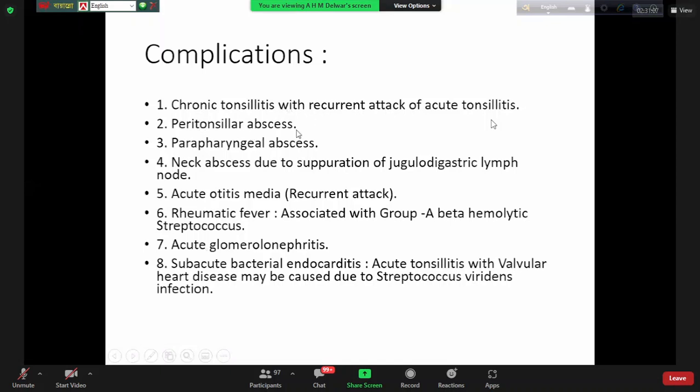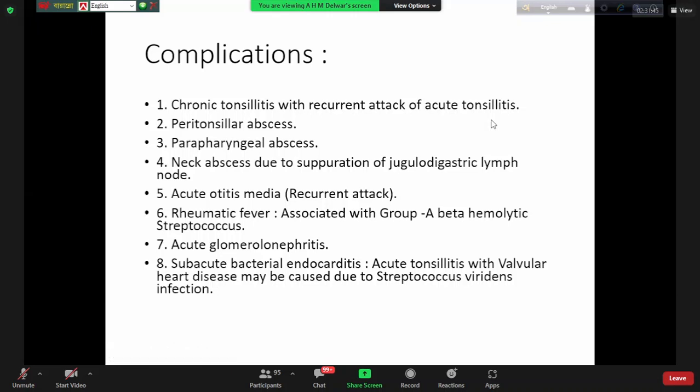Peritonsillar abscess, parapharyngeal abscess, neck abscess due to suppuration of jugular lymph nodes, acute otitis media, recurrent attacks due to tonsillitis, and rheumatic fever associated with group A beta hemolytic streptococcus, acute glomerulonephritis. Streptococcus is an important cause of acute glomerulonephritis and subacute bacterial endocarditis. Acute tonsillitis with valvular heart disease may be caused by Streptococcus viridans infection.